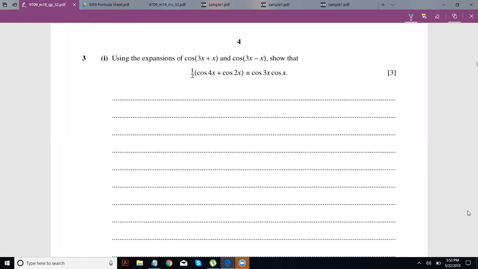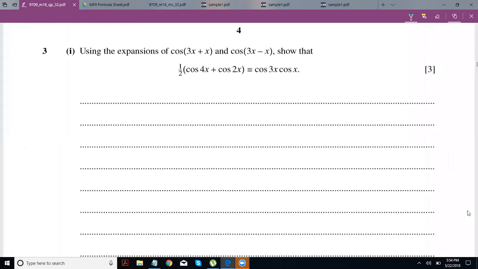So let's proceed. Using the expansions of cos 3x plus x and cos 3x minus x, show that half cos 4x plus cos 2x is equal to cos 3x plus cos x. All right, so this is interesting because they specifically said that they want you to use 3x plus x and 3x minus x.